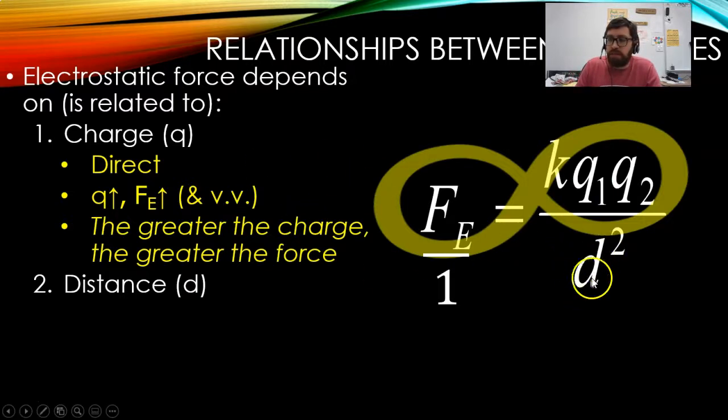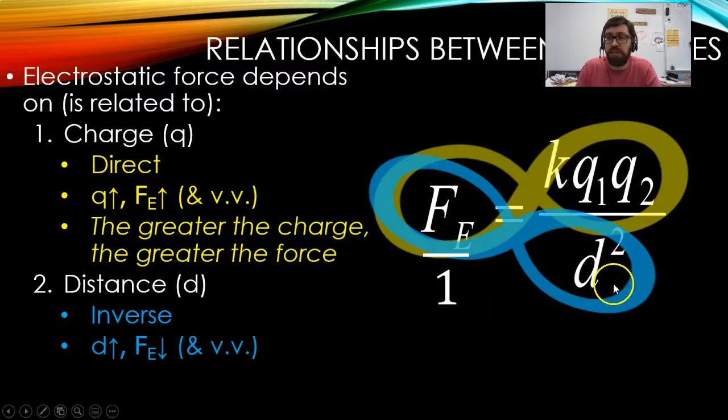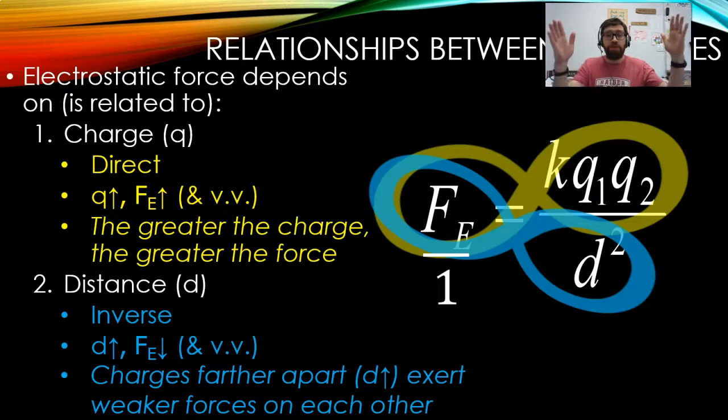Distance is the other one, but distance is in the denominator, force is in the numerator. Hopefully you know already that those are inversely related. They share an inverse relationship, which means if D goes up, force will go down, which means, practically speaking, when charges are farther apart, that means their D is increasing. If D goes up or increases, forces go down. So the charges that are farther apart actually exert weaker forces on each other, but when charges are closer together, they exert stronger forces on each other. So you need to know this.